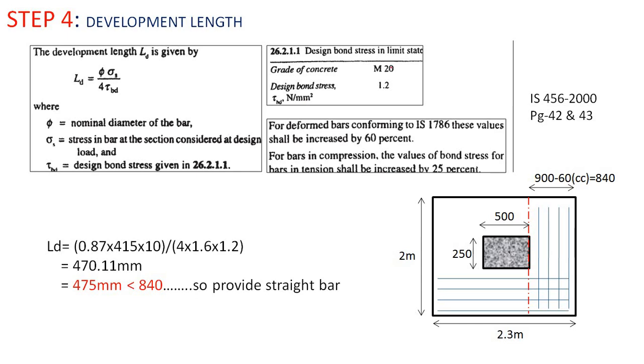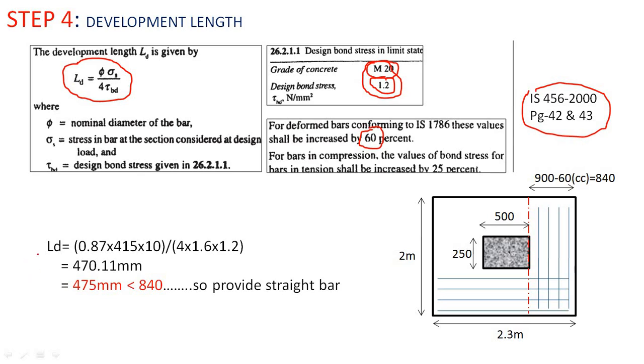So for the development length, the equation is provided in the IS 456 page number 42 and 43, in which the formula for the development length is provided over here, and design bond stress, or we can say the tau BD. So the value of tau BD is provided in the clause number 26.2.1.1, which depends upon the grade of concrete. In our case the grade of concrete is M20, so we'll have the value of tau BD as 1.2, and in our case it is the deformed bar. So for the deformed bar, IS code says that the value shall be increased by 60%.